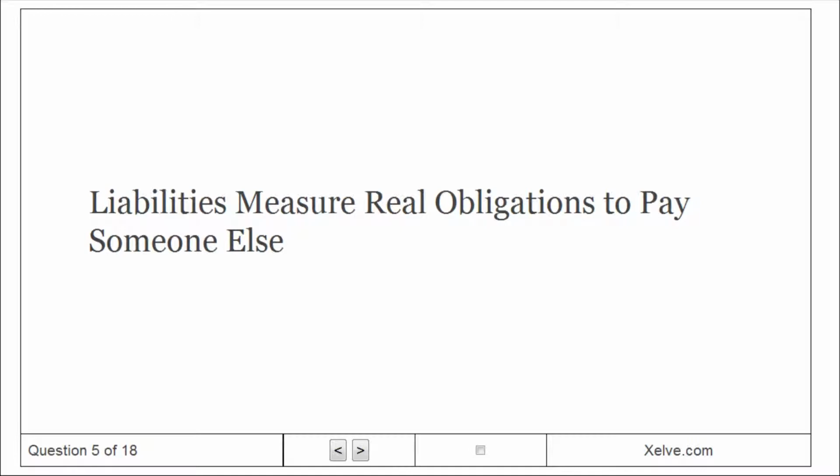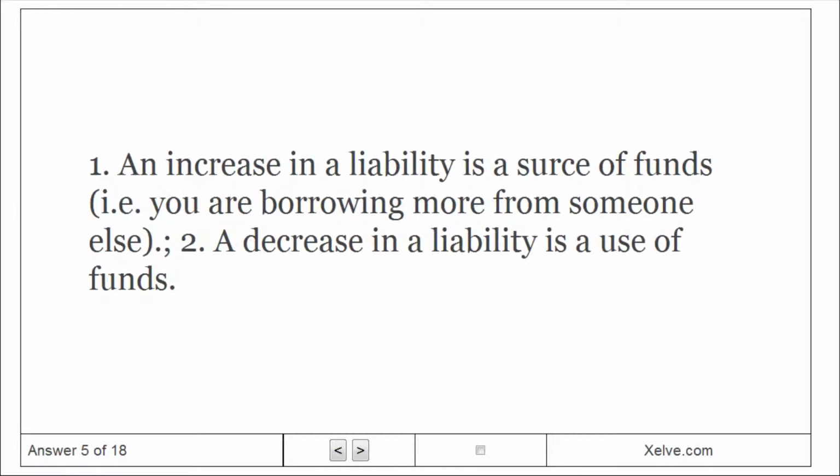Liabilities measure real obligations to pay someone else. 1. An increase in a liability is a source of funds. 2. A decrease in a liability is a use of funds.